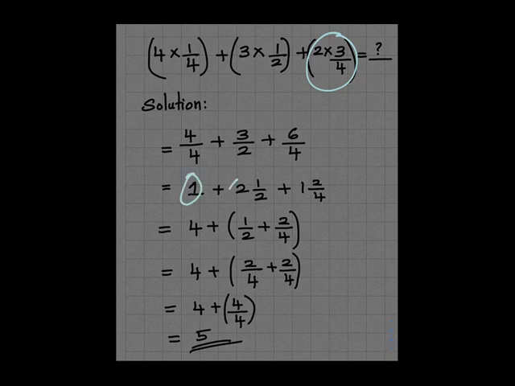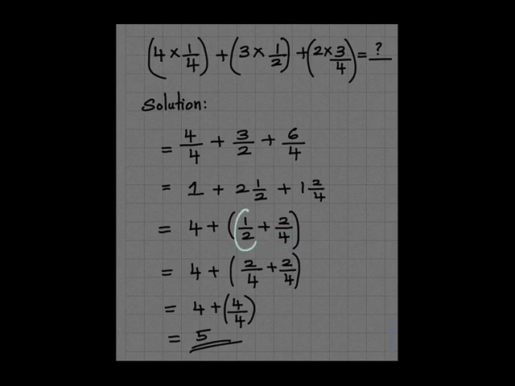Now let us add all the whole numbers together. So 1 plus 2 plus 1 is 4. And let's add the fractions. 1 by 2 plus 2 by 4. If you see, the denominator is different, we have to make like units. To make it into like units, we have 4 here.